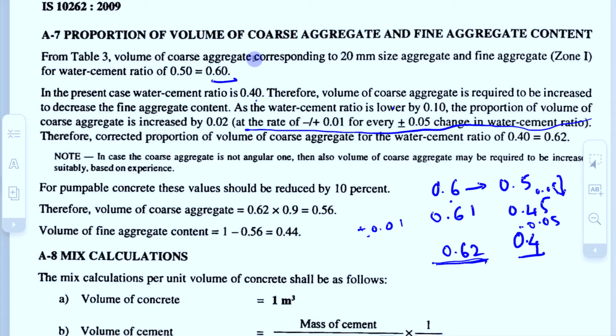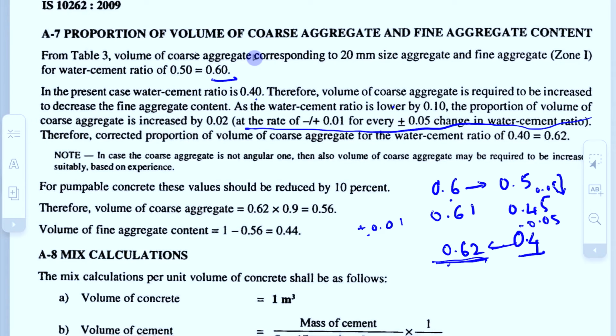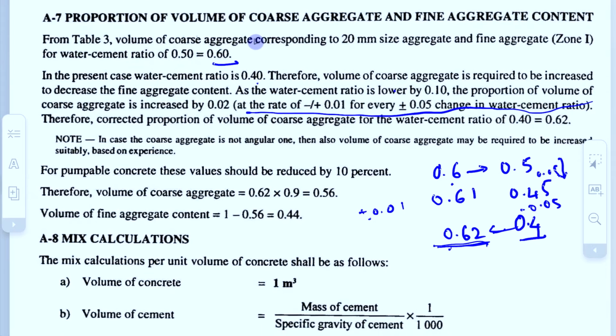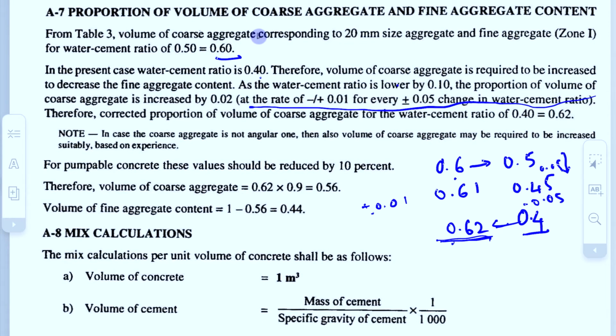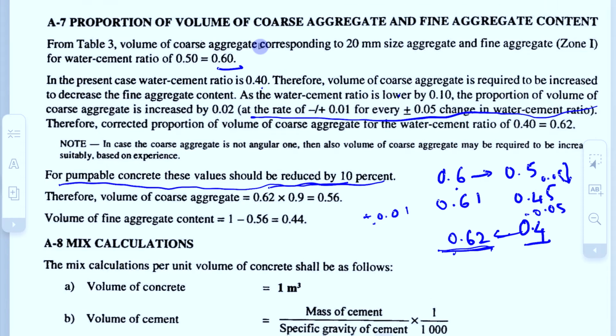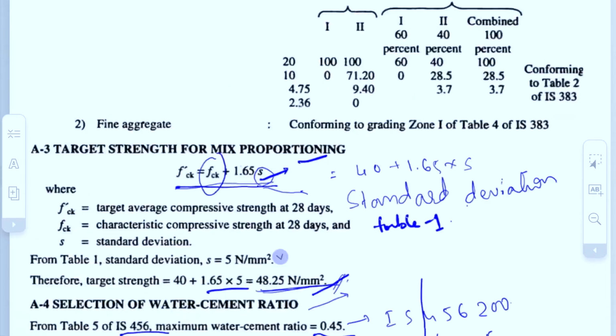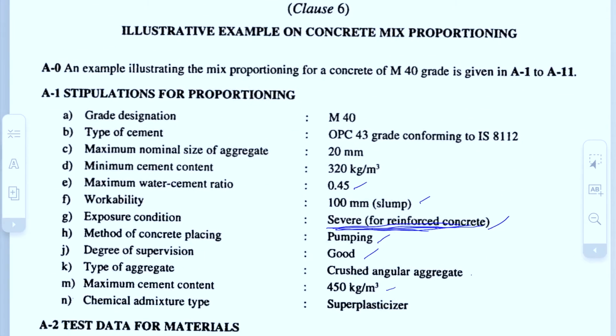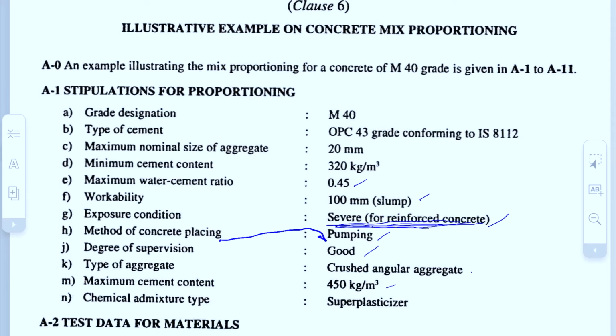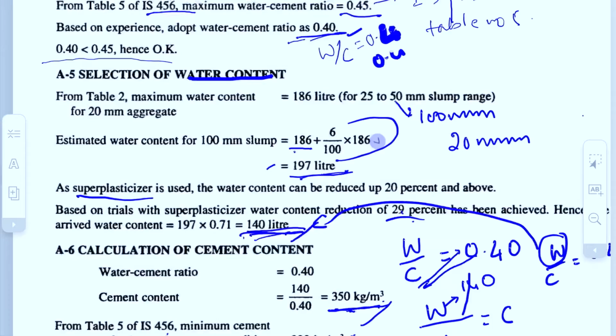Now the volume of coarse aggregate is 0.62 for a water cement ratio of 0.4. One more clause is given to us: for pumpable concrete these values should be reduced by 10%. If you go to the question, the method of concrete placing is pumping.